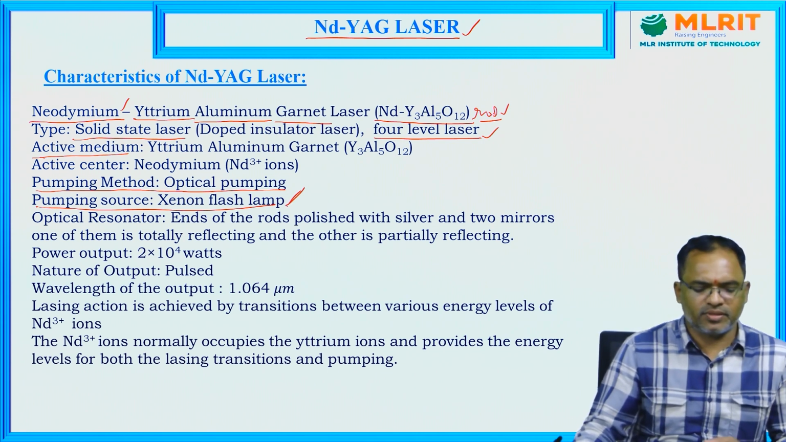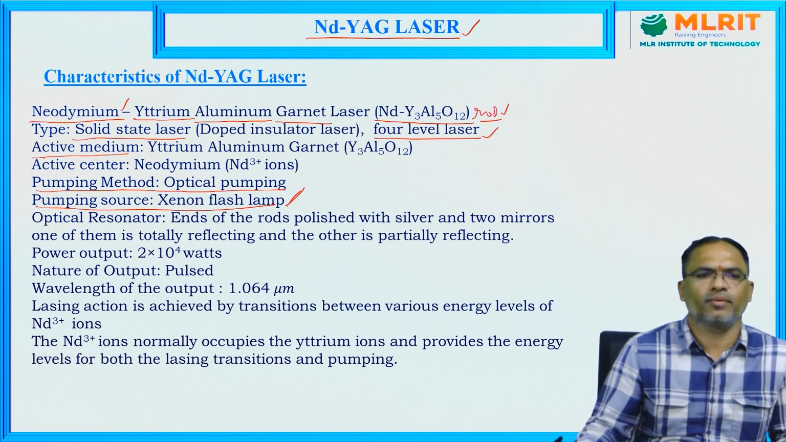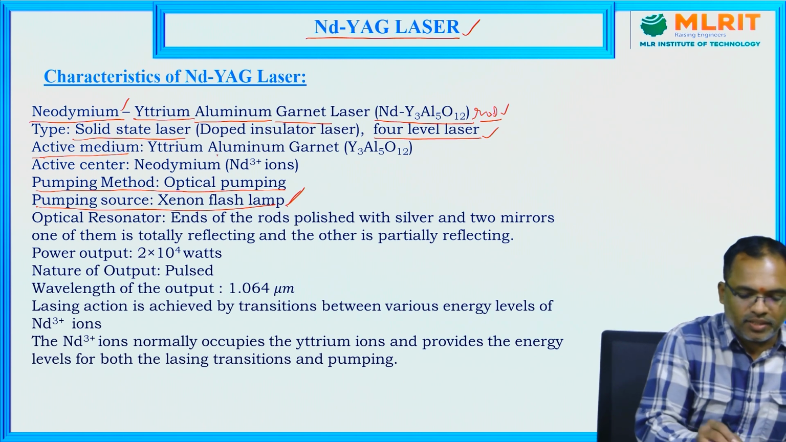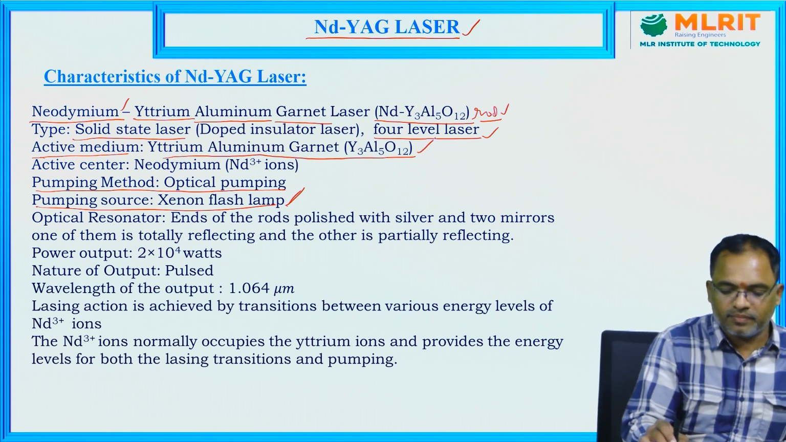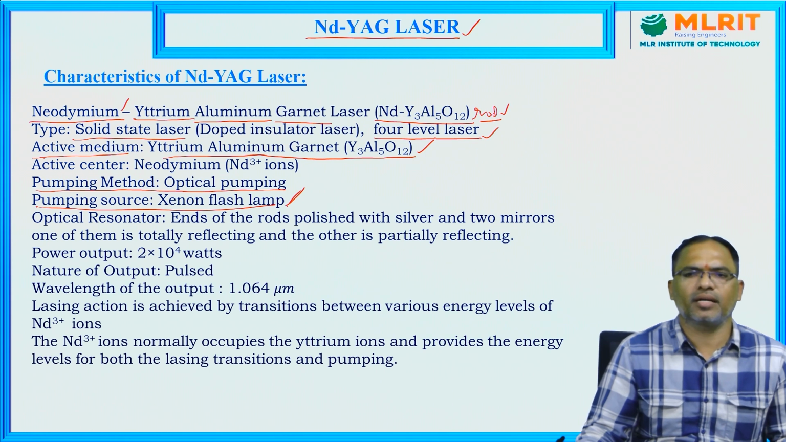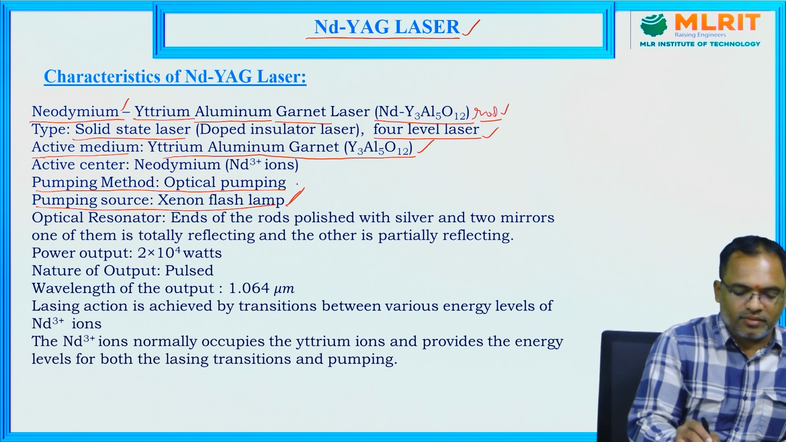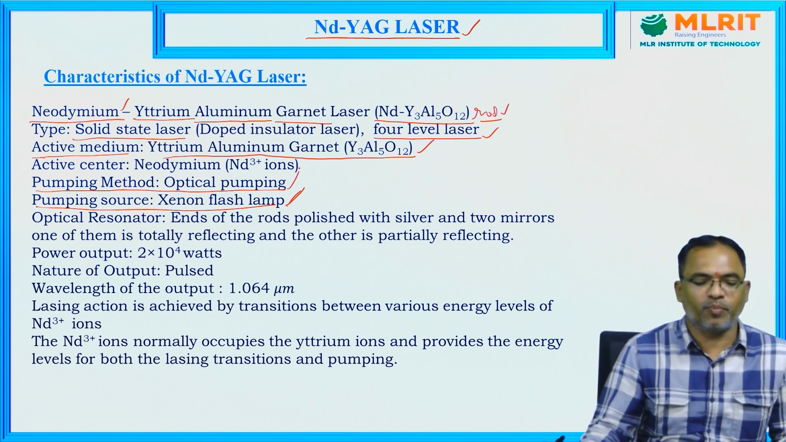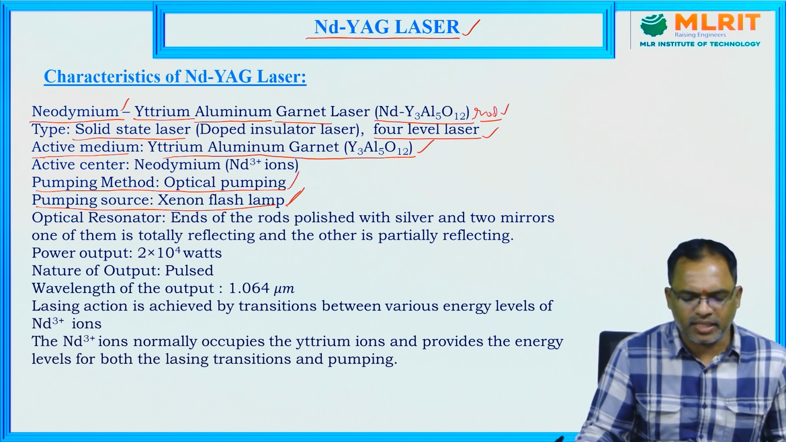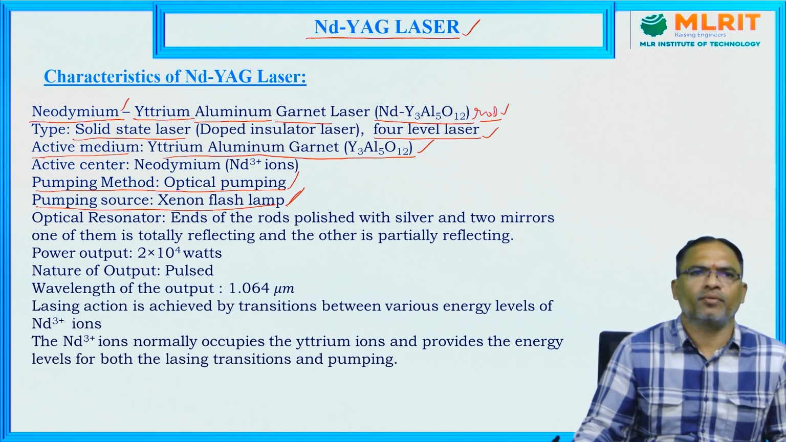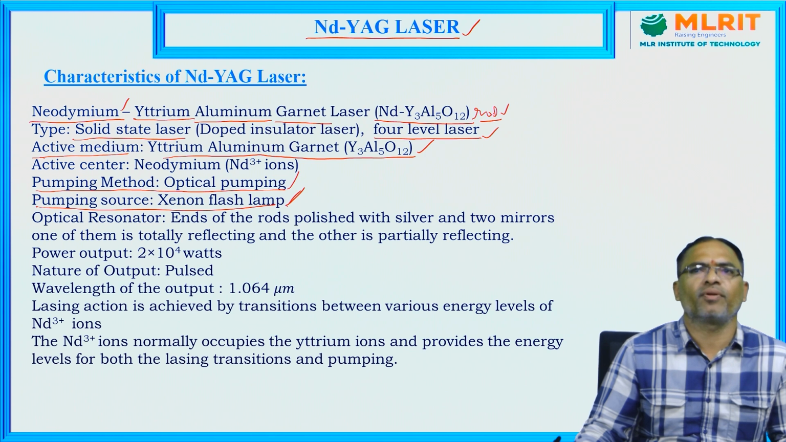Source of energy means which gives energy to the particles of ground state in order to move them from lower level to higher level. Active medium here is nothing but yttrium aluminum garnet rod. ND-YAG rod is used as active medium. And pumping method we are using in this laser is optical pumping. So as we discussed earlier about various types of pumping, one of the pumping mechanisms is optical pumping. Optical pumping is the one where the particles of the ground state can be sent to the excited state by giving energy in the form of light.